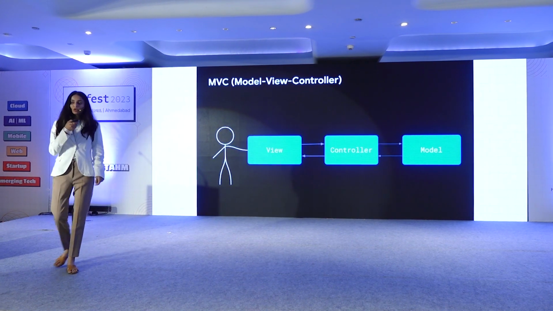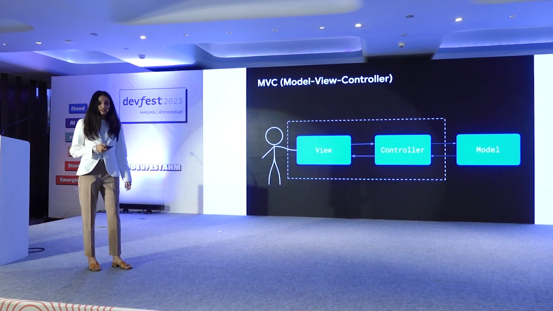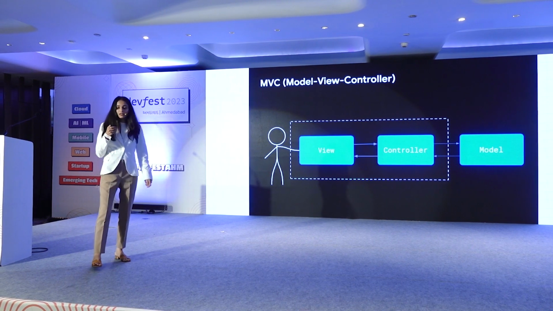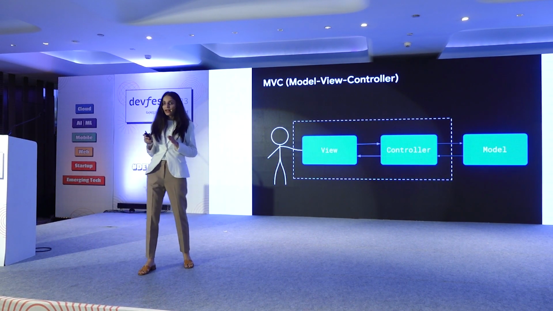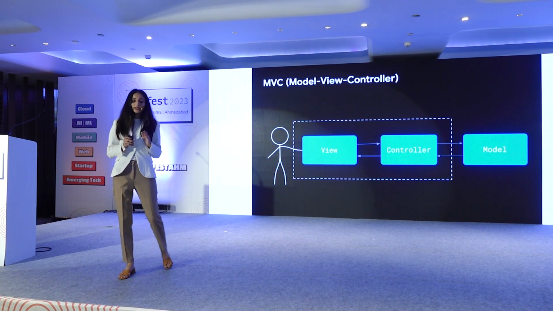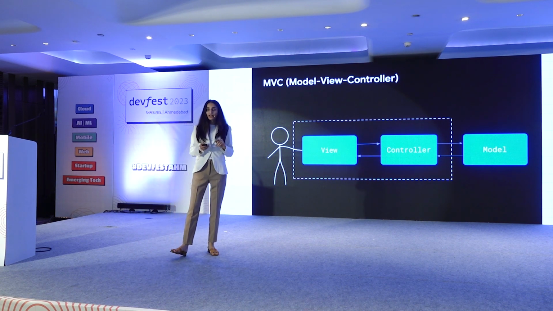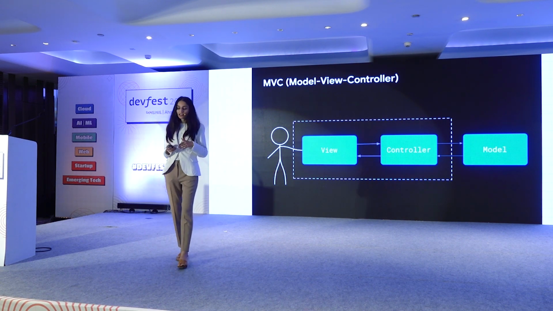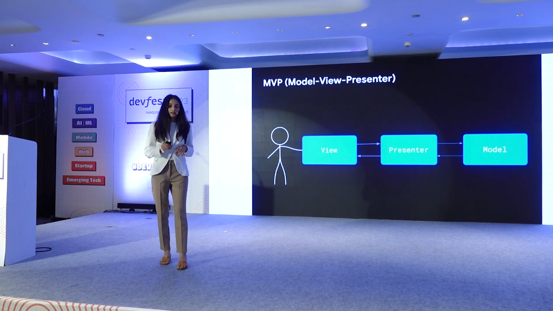So here view, controller and model, view and controller are tightly coupled with each other, and view needs controller to do its work. So here the goal is not satisfied because we want every component to be independent. Here view and controller are tightly coupled. So the goal is not satisfied, and so another architecture pattern comes into the picture, that is MVP.